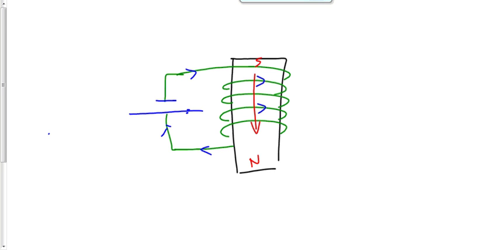The north end is not always at the positive of the battery. Okay, it's a good question. I'm glad you asked that. This was going to be my last example, but let me show you one more quick example here, okay?